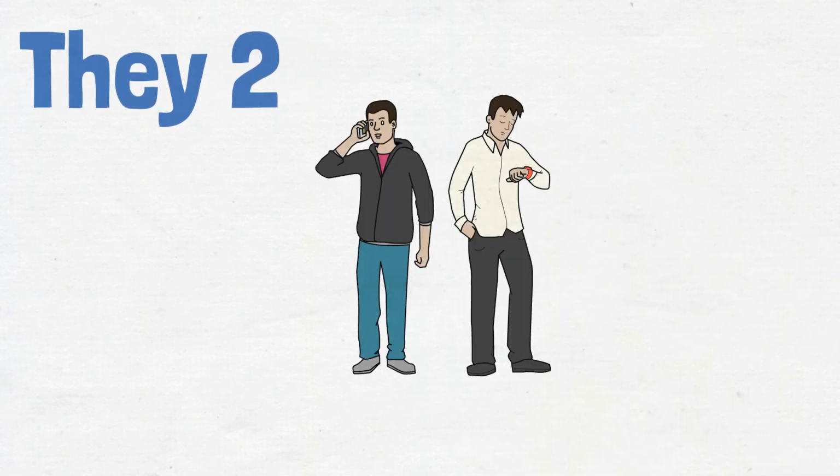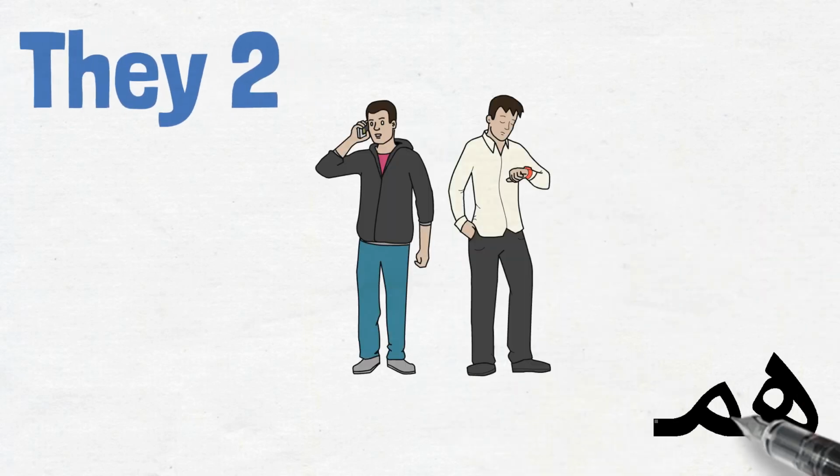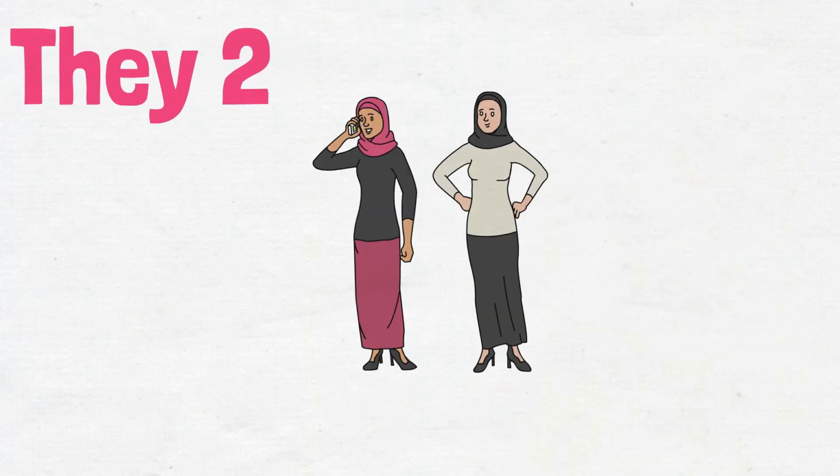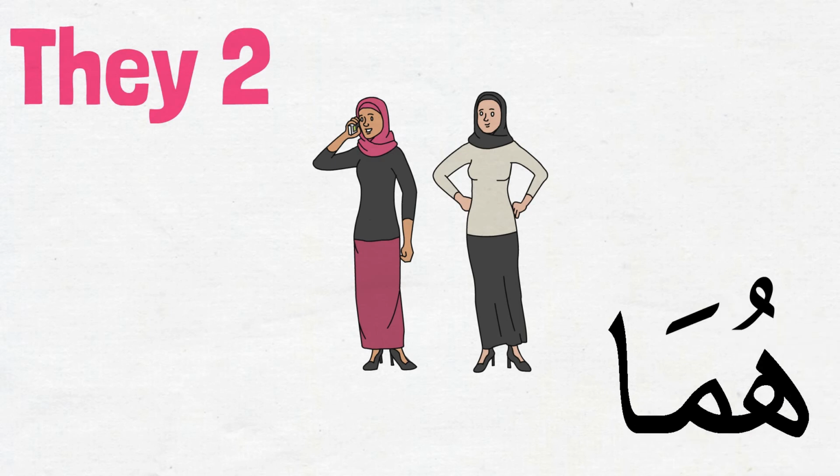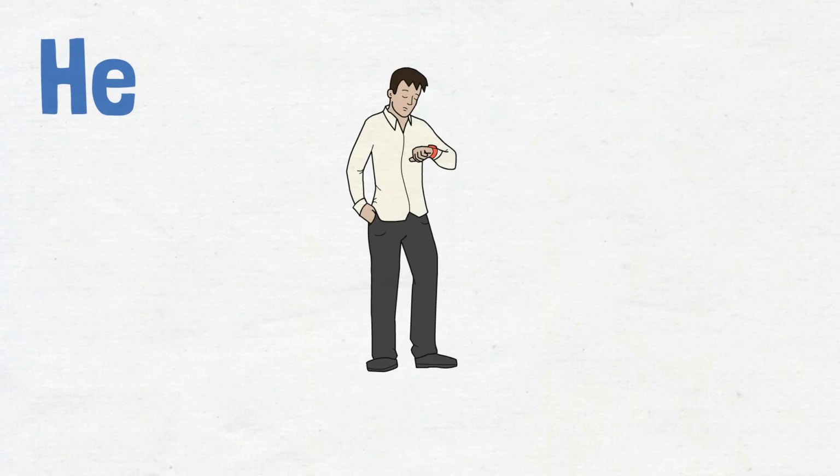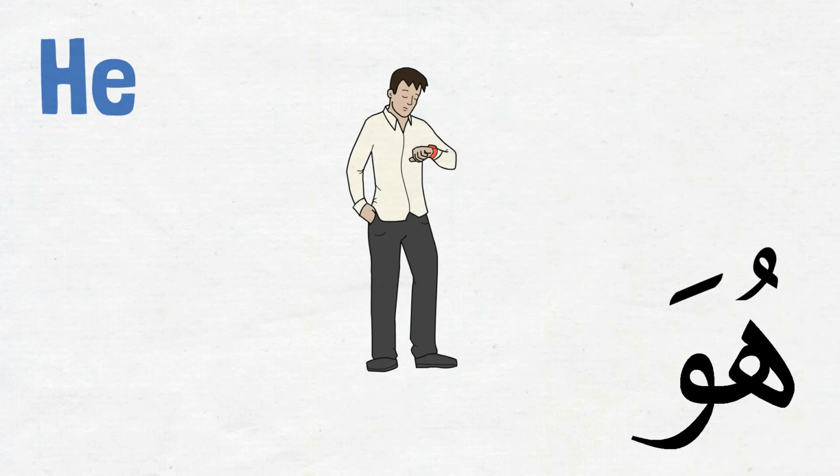And they two? Or dual they? Huma. Very good. How about they two for females? Huma. It is the same. Very good. So for both males or females or couples, we say huma for they two. How about he? Huwa. That's right. Huwa is he.